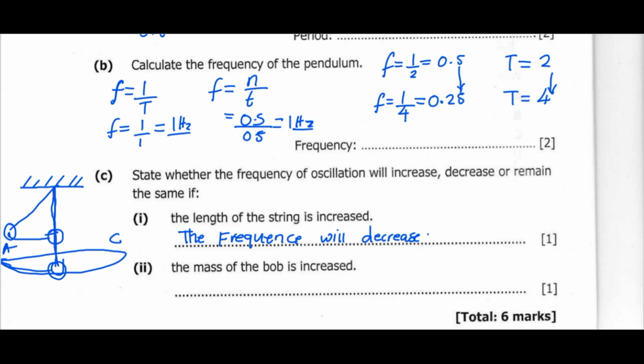Then for Roman numeral 2, if the mass of the bulb is increased, this will not change. The mass does not affect it. This will not change.